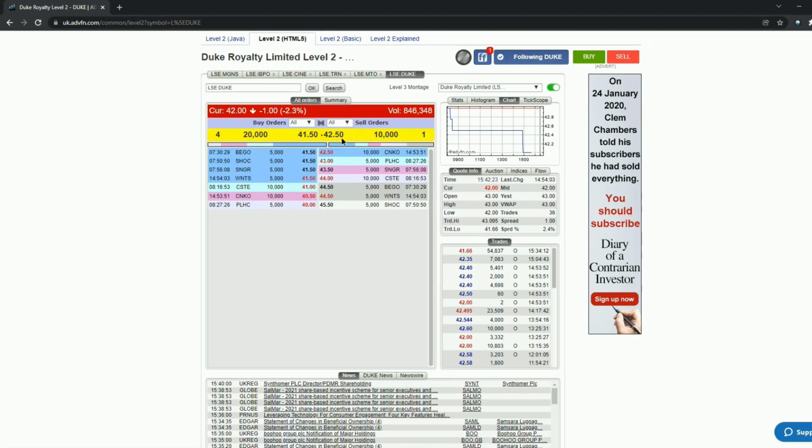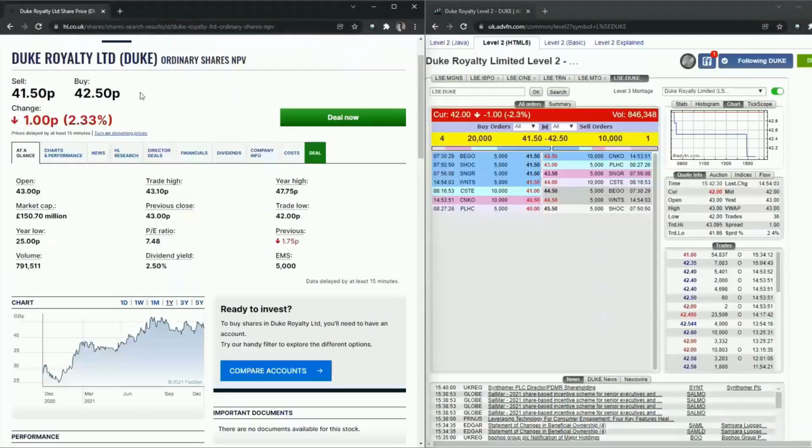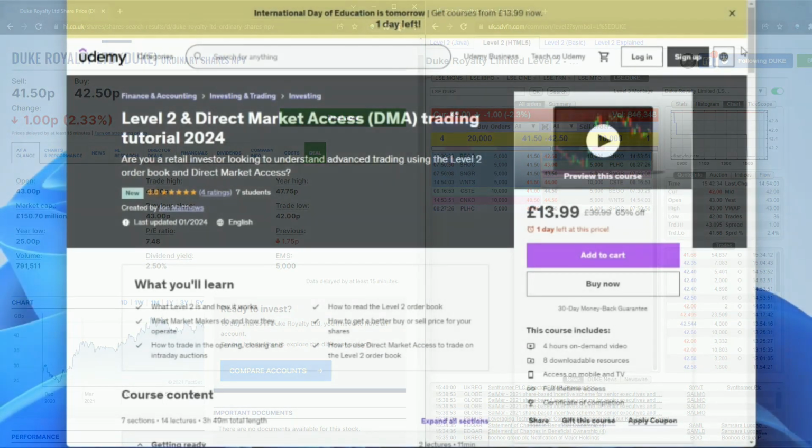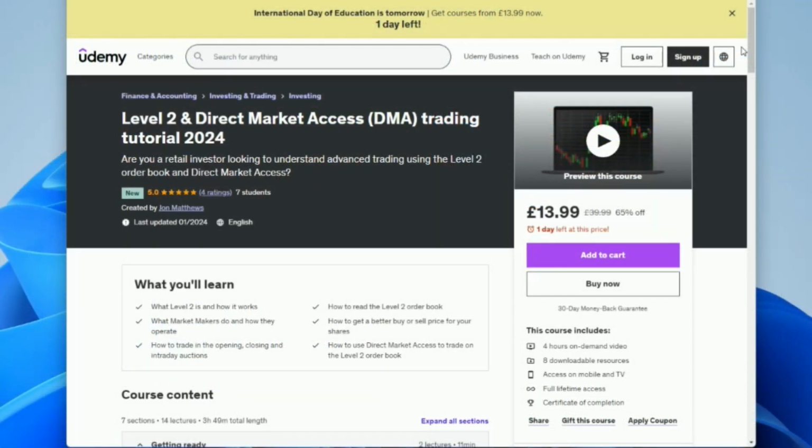That's what's displayed in the touch bar here on level 2, and that's of course what is displayed on the level 1 data as well. So hopefully that clears that up. All right, and that really concludes the basics of the level 1 order book. I really hope that was useful. I really hope it went at a pace that you could understand and digest that information.